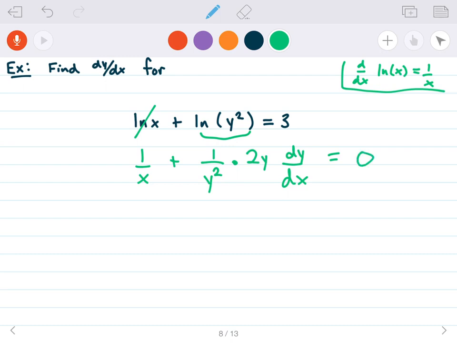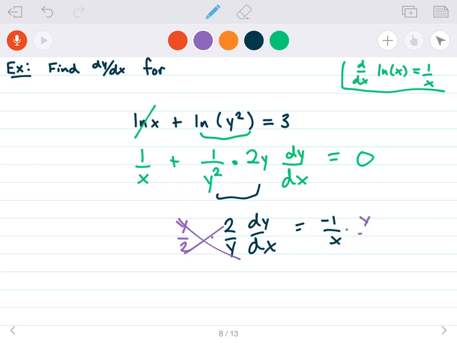So what I can do at this point is isolate my dy/dx by first subtracting 1 over x from both sides. I'm going to simplify this thing a little bit just because I don't like it. This is just going to be 2 over y, okay? So this becomes 2 over y dy/dx when I simplify. And then I have 0 minus 1 over x if I subtract that from both sides. The last thing I'm going to do is multiply both sides by y over 2 to cancel that out. And so dy/dx is going to be negative y over 2x.